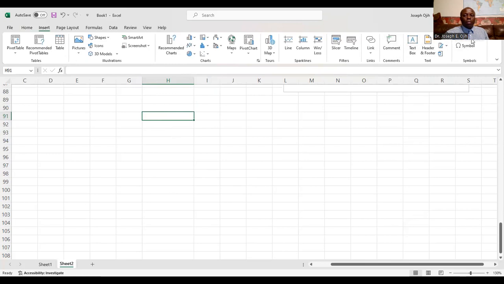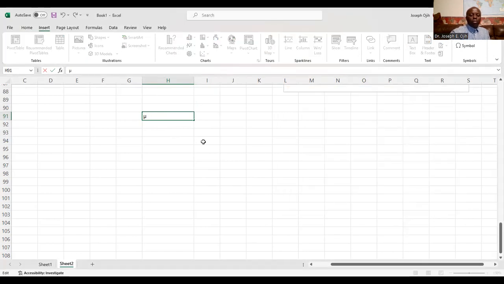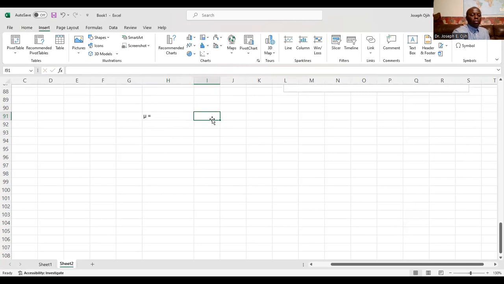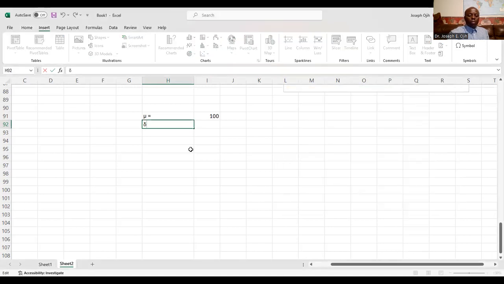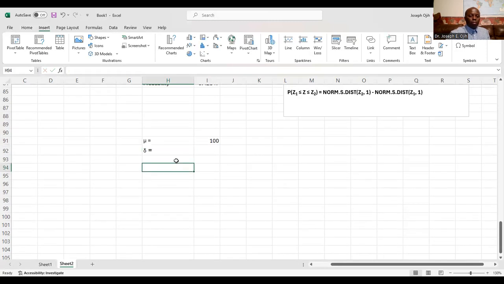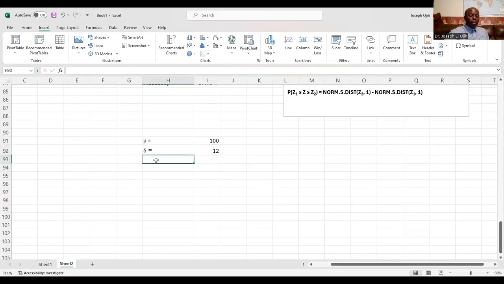equals $100. And then the standard deviation equals 12. And then X equals $70. That's what it says.